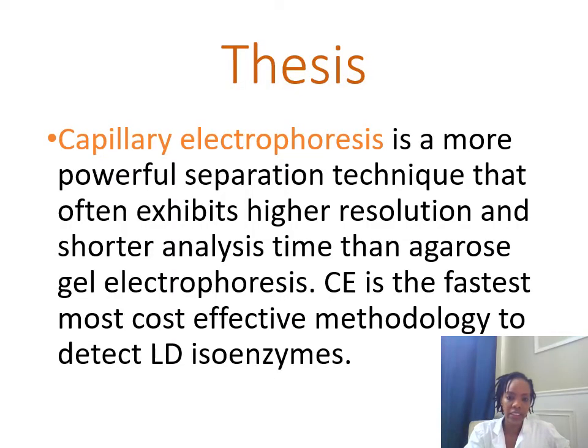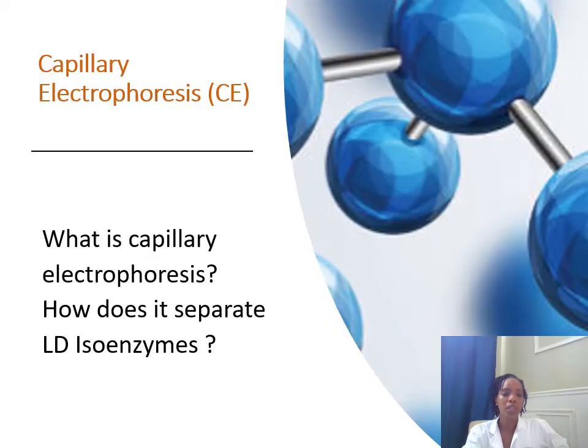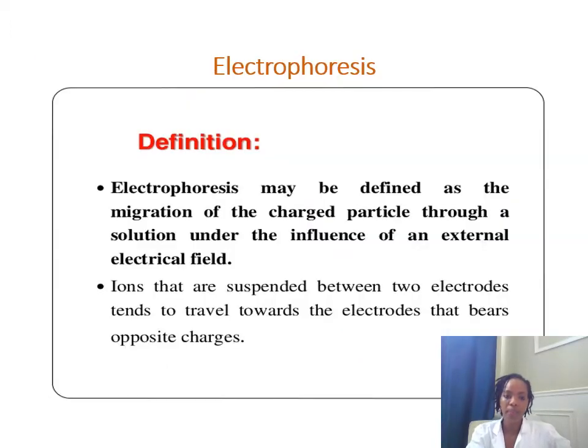But first, my thesis. Capillary electrophoresis is a more powerful separation technique that often exhibits higher resolution and shorter analysis time than agarose gel electrophoresis. CE is the fastest, most cost-effective methodology to detect LD isoenzymes. Capillary electrophoresis: what is it and how does it separate LD isoenzymes?